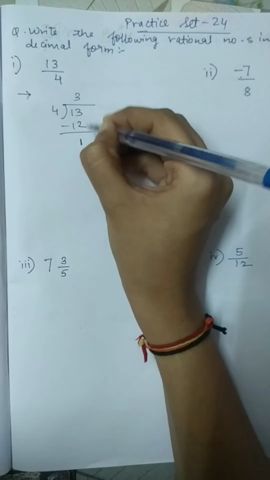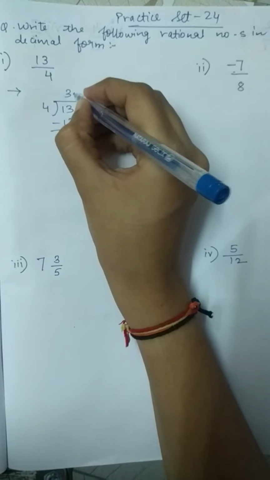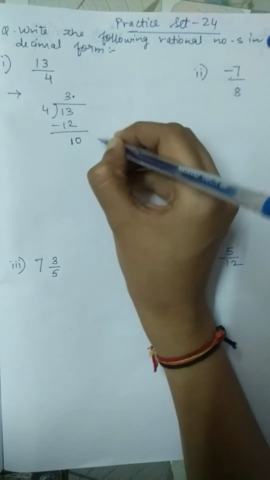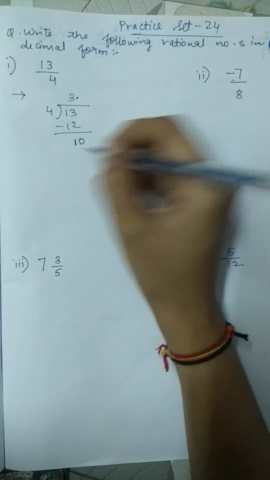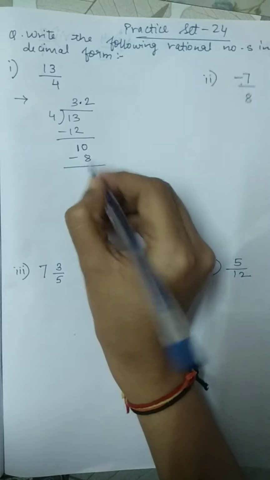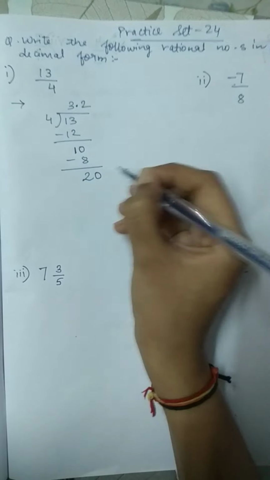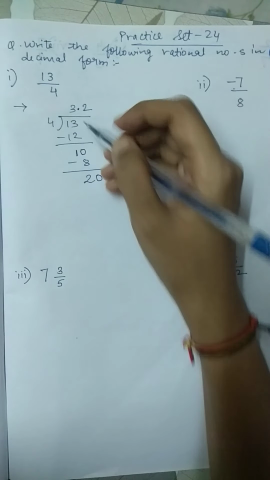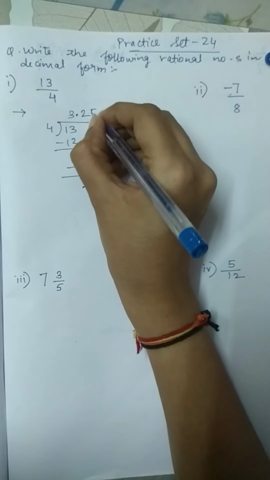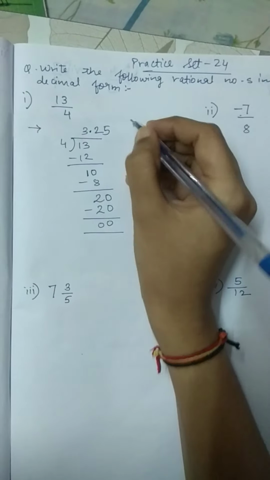Now since there is no number to bring down, we'll put a decimal point in the quotient and we will write 10. Once we give a decimal, we can take any number of zeros. So 4 2s are 8, so we are getting 2. Again we can take 0, because once we have given the decimal, we can take as many zeros as we want. 20. So 4 5s are 20. Since the remainder is 0, we can stop.